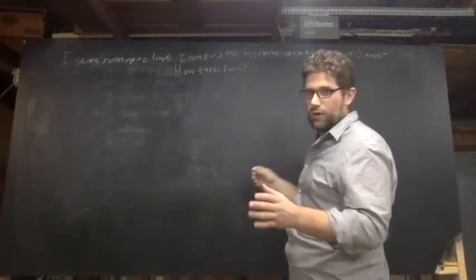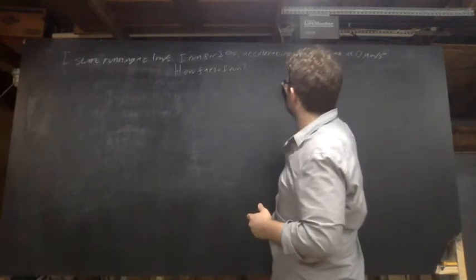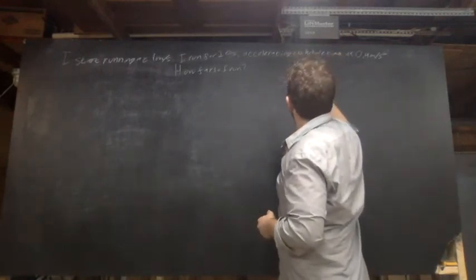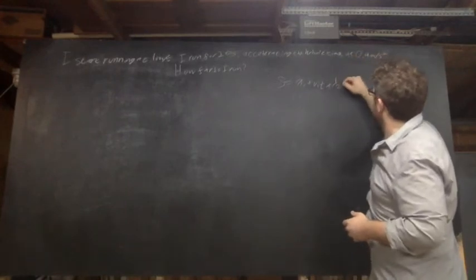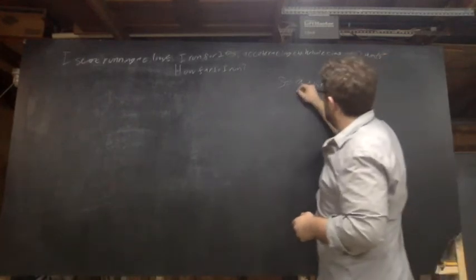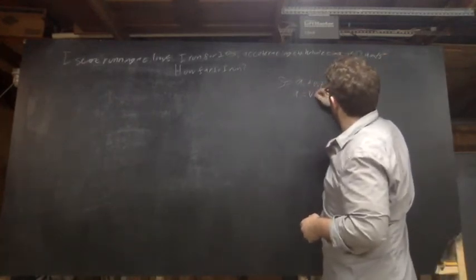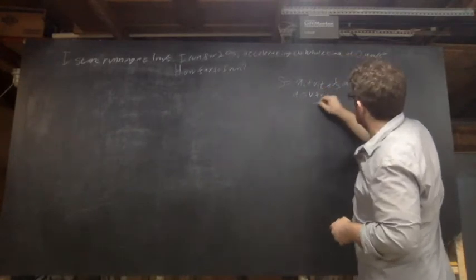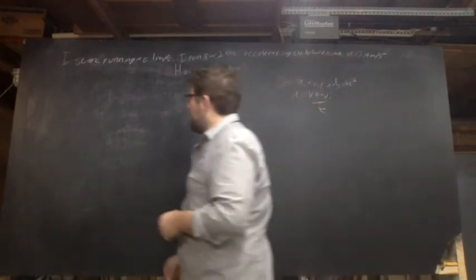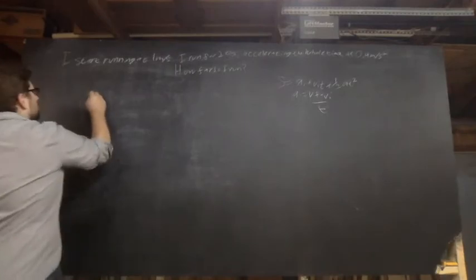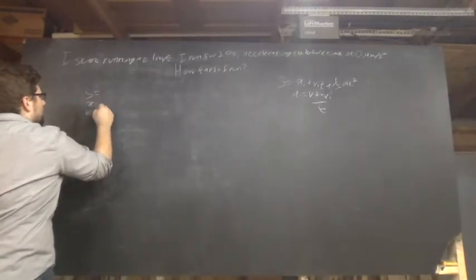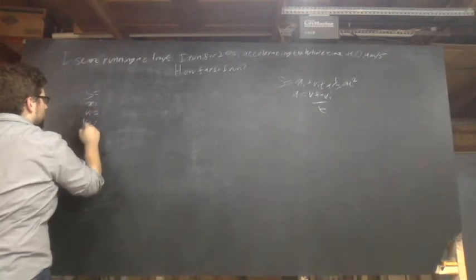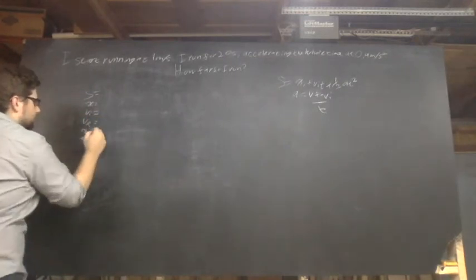So, as always, we start by writing out our equations. s equals xi plus vi t plus 1/2 a t squared, and a equals vf minus vi over t. And writing out our variables: s, xi, vi, vf, a, and t.